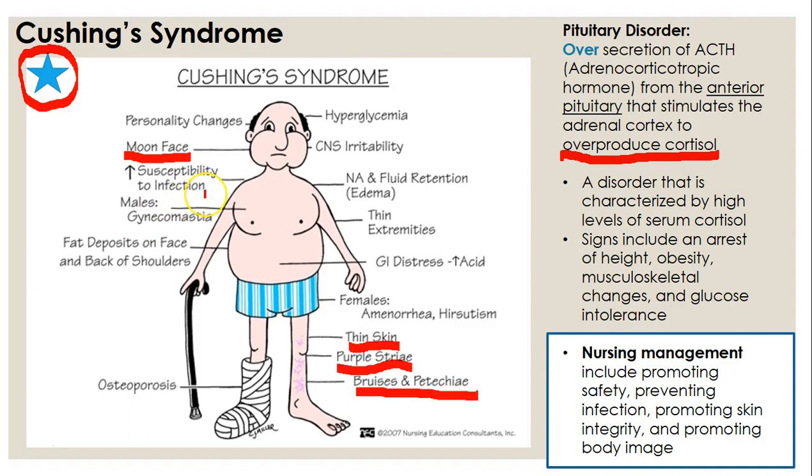Also, if somebody has a high level of cortisol, which is a steroid, it makes somebody susceptible to infection because it makes you more immunocompromised. And also with glucose intolerance, usually cortisol makes a person more insulin resistant, and so they will have elevated glucose levels. There are obviously some other symptoms here, but those are the ones that typically stand out to most students.